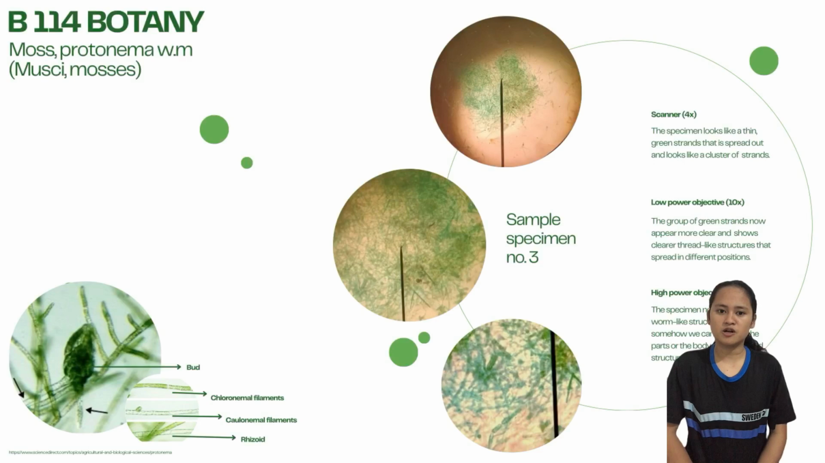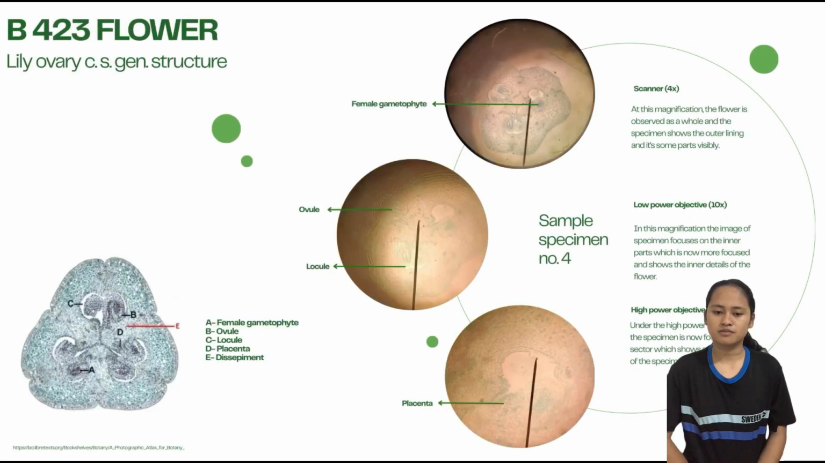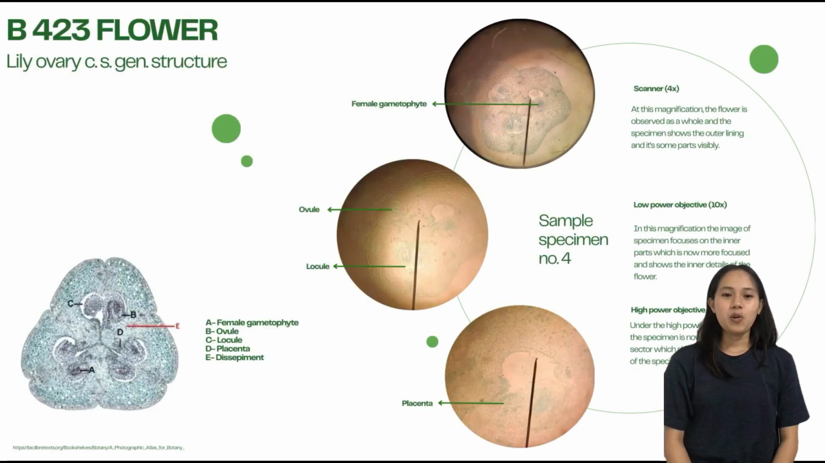Moss protonema of mosses. Moss protonema is an early stage of moss development. Under the microscope, we saw a delicate thread-like structure that formed the moss plant. Lily ovary cross-section. The lily ovary contains ovules, which are crucial for reproduction. At high magnification, we can clearly see the internal structures, including the female gametophyte and ovule.